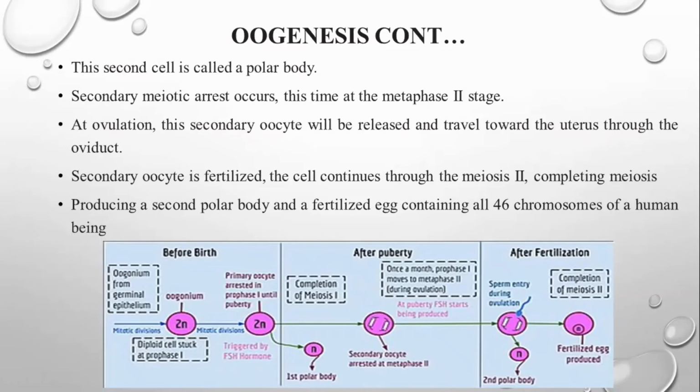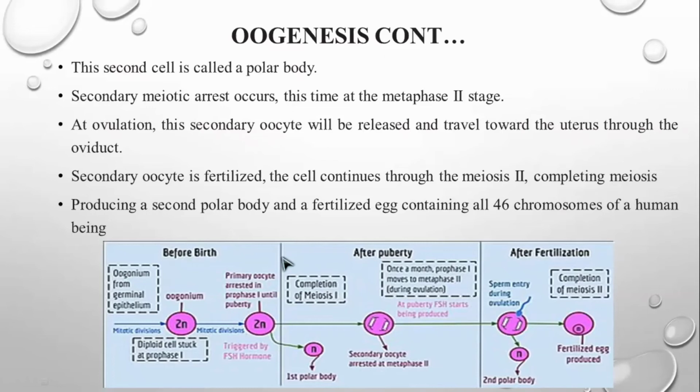If the secondary oocyte is fertilized, the cell continues through the meiosis process, completing the meiosis. Then there is production of a secondary polar body and a fertilized egg containing all 46 chromosomes. That means again haploid to diploid of a human being. So with this diagram we can clearly understand.